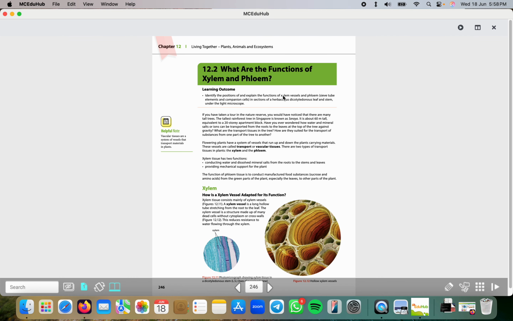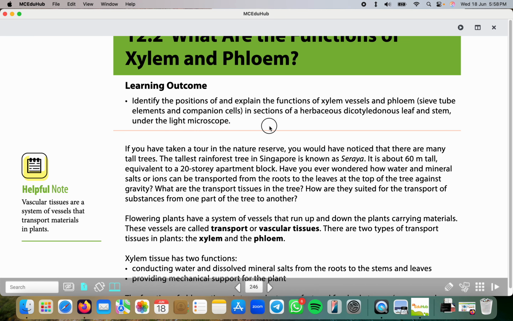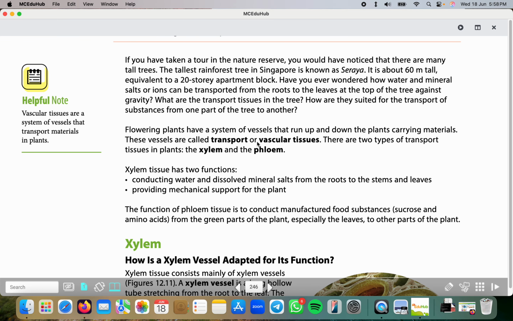Okay, let's talk about the xylem and the phloem. I'm sure that many of us have been to the rainforest around Singapore. Now, the tallest rainforest tree is called the seraya. Okay, I've been there. I've seen it with my own eyes. I wanted to climb it, but obviously cannot lah. You'll die. So, this tree is 60 meters tall, which is about a 20-story apartment block or HDB.